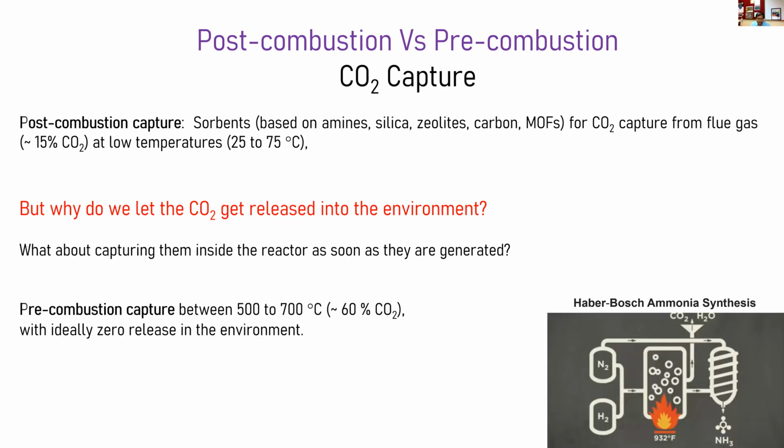Now, most of these processes, like Haber-Bosch, steel, cement, all work at very high temperature, 500 to 700 degrees Celsius. Could be different temperatures. So I need a CO2 sorbent material which is stable at that temperature and has the ability to capture the CO2 at that temperature. Right? Amines will definitely not do it. Amines will just degrade at that temperature. But there is one material known as lithium silicate, which is stable at that temperature and has the ability to capture the CO2.